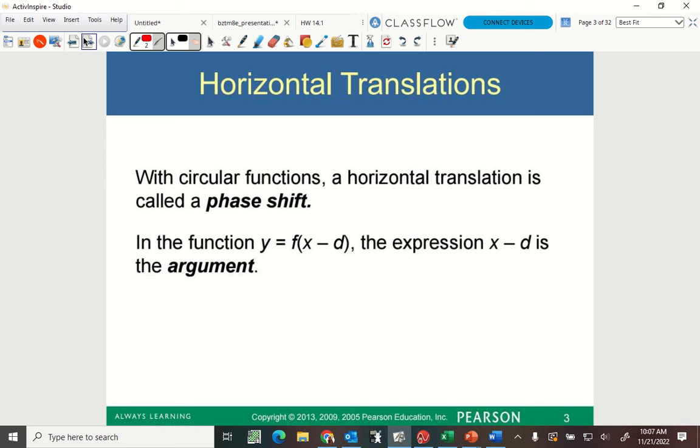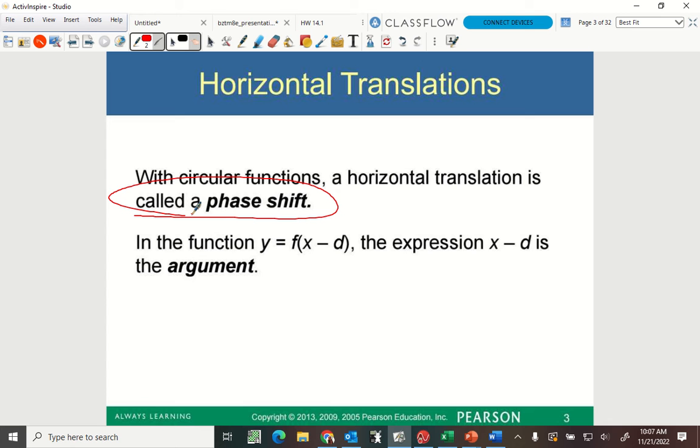Okay, so left and right is going to be called a phase shift. So a phase shift moves it which way? Left and right. So if that's something I would write down, I would write that the phase shift moves it left and right. So if I move something left and right, that would be referred to as a phase shift. Very good.